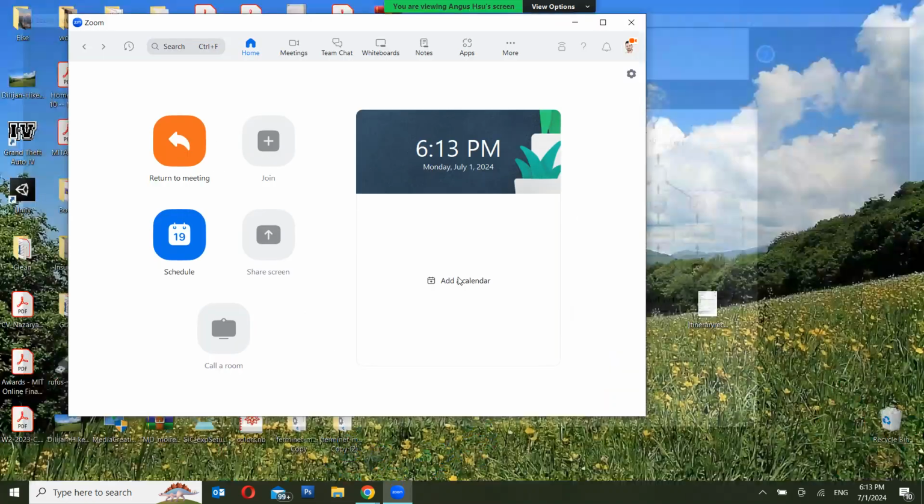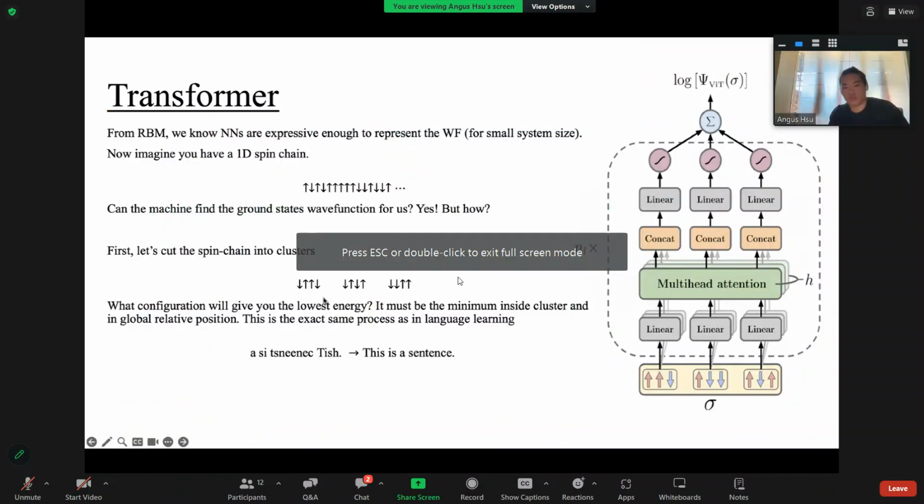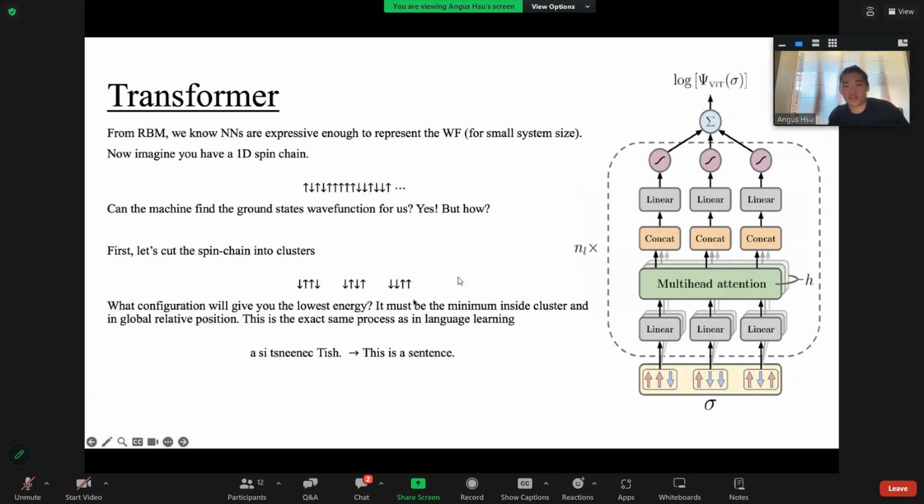You want to cut them into clusters, for example, up, down, down, up, down, down, down, down, certain configurations. And why people are interested in implementing this problem in the transformer way is because this is the same behavior as sentences or large language models, right? You have what configuration will give you the lowest energy. It has to be the lowest in the cluster and also the lowest in the global relative position, which means it has to be the lowest ground state, where you see the total Sz is equal to 0.